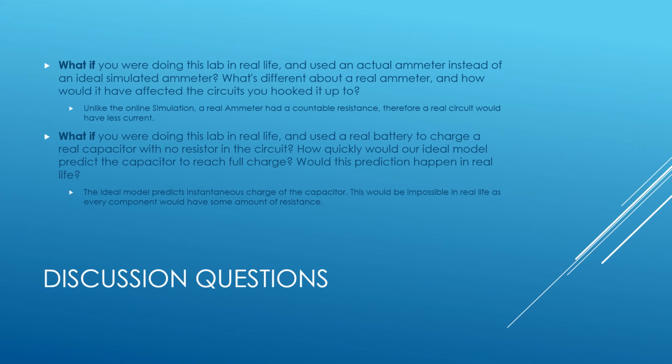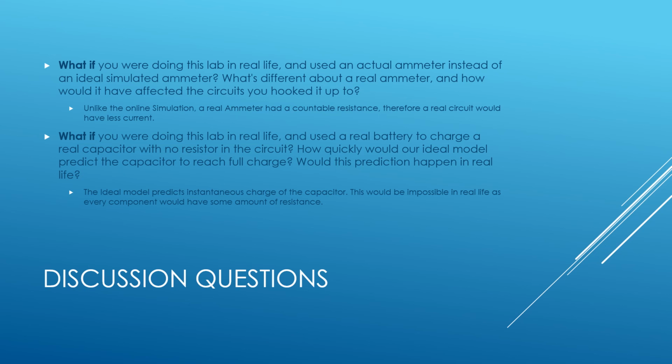What if we did this in real life and we used an actual ammeter instead of an ideal one? Then what would be different between the ideal one and the real one if we had done this? So unlike the online simulation, a real ammeter would have a certain amount of resistance, and because of this, the real circuit would have less current compared to the ideal situation.